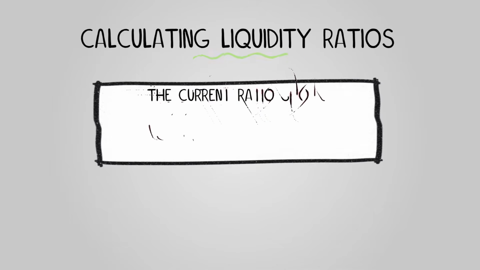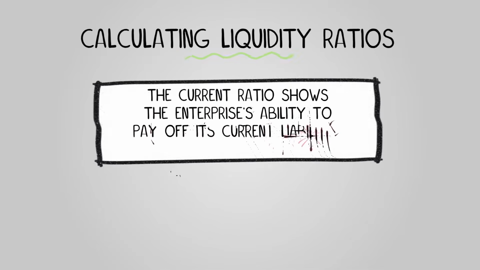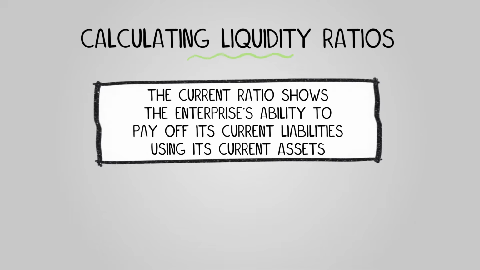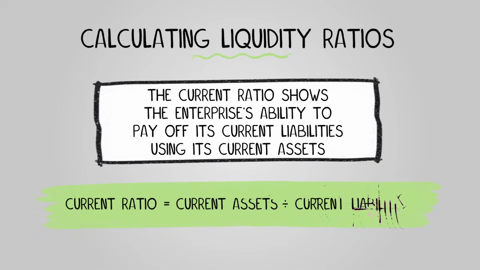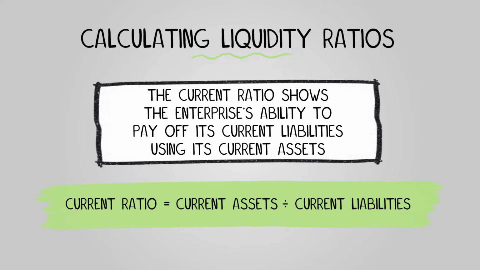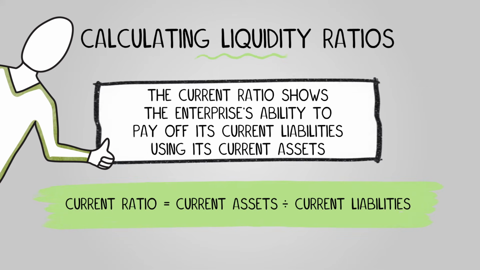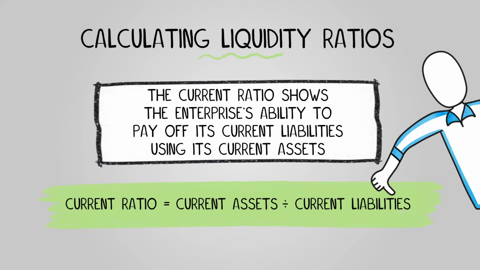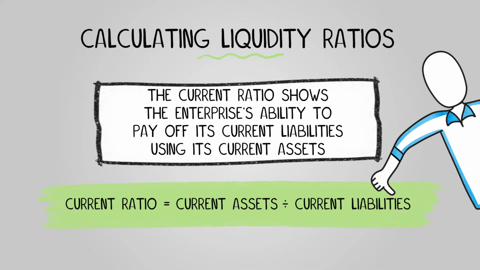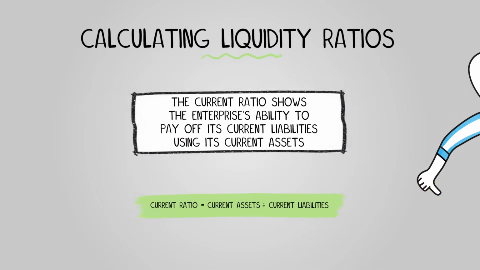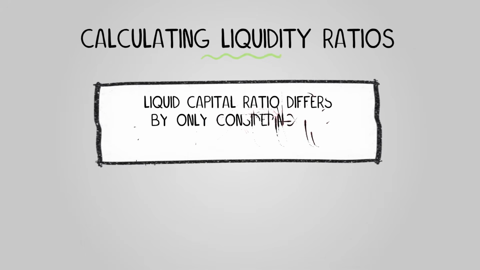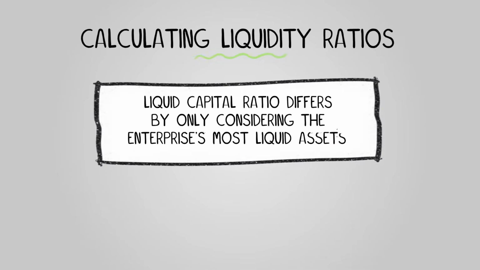The current ratio shows the enterprise's ability to pay off its current liabilities using its current assets. It's calculated as current ratio equals current assets divided by current liabilities. A higher ratio is favorable to a lower ratio, so a ratio of 3 to 1 would be better than 2 to 1. A ratio of less than 1 to 1 means that you are not able to pay your current liabilities.